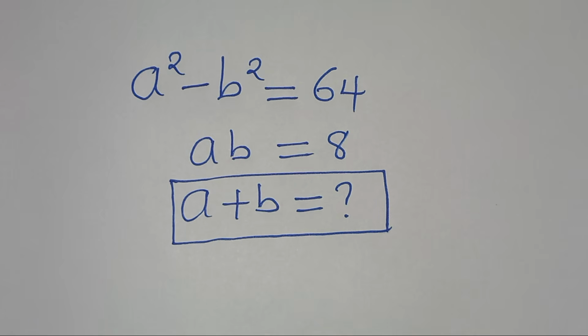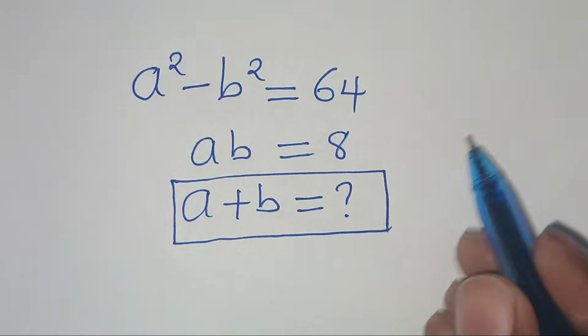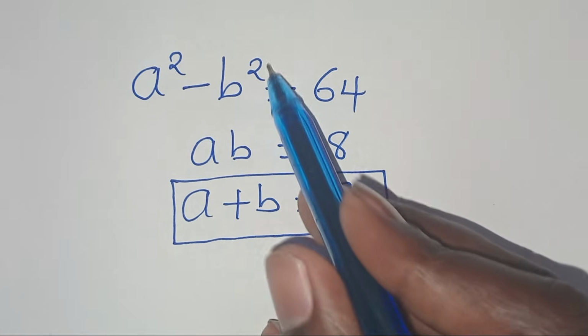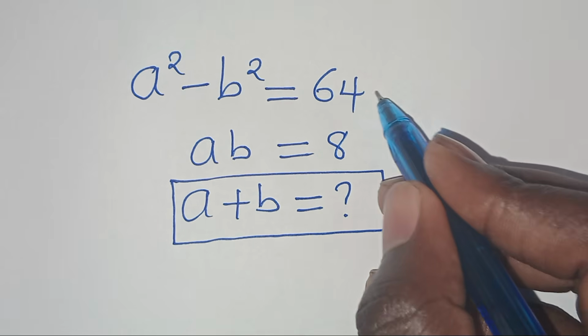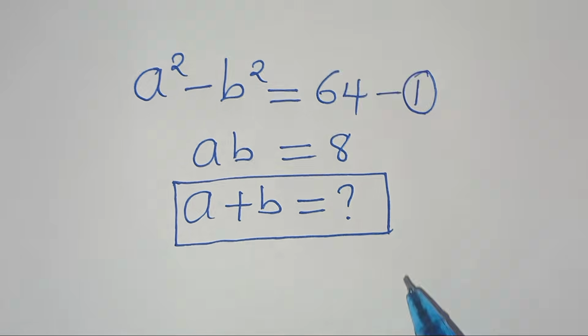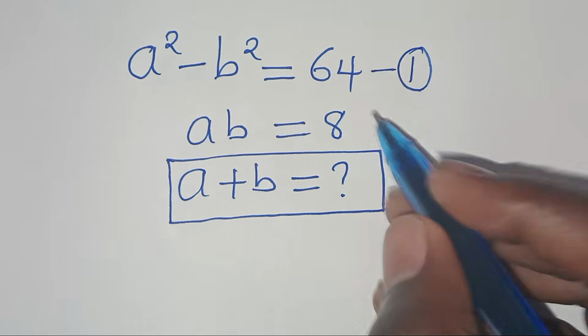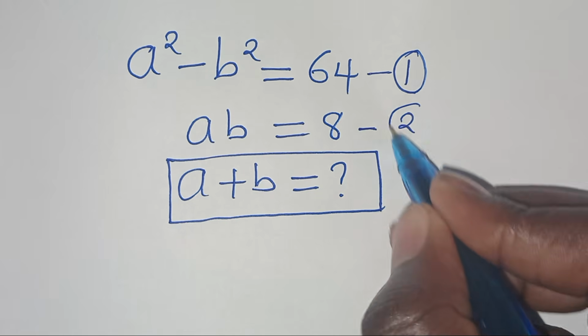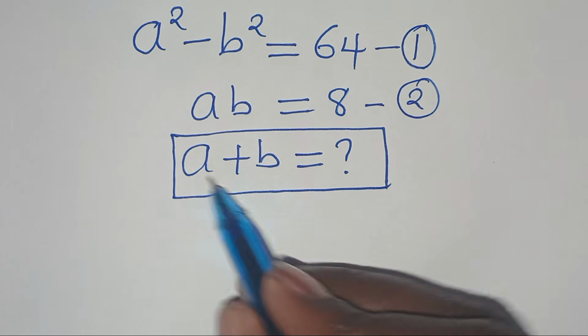Hello everyone, you're welcome to solve this nice algebra problem, which is a squared minus b squared. This is equal to 64. Let's call this equation 1. Then we have a times b, this is equal to 8. Let's call this equation 2. So what is the value of a plus b?